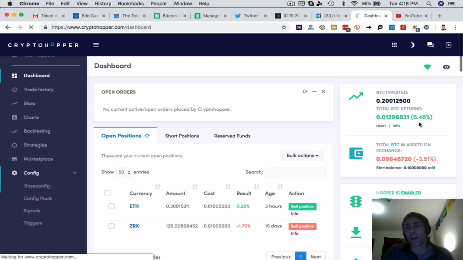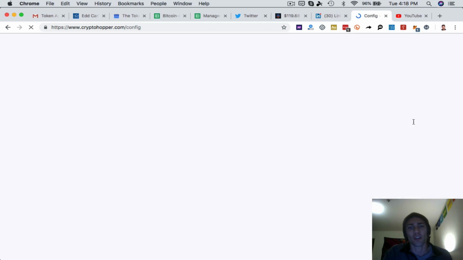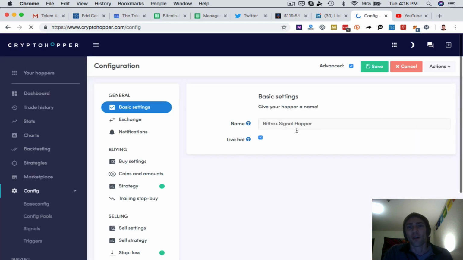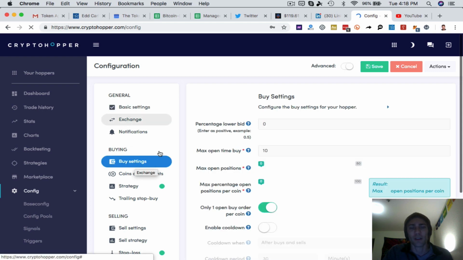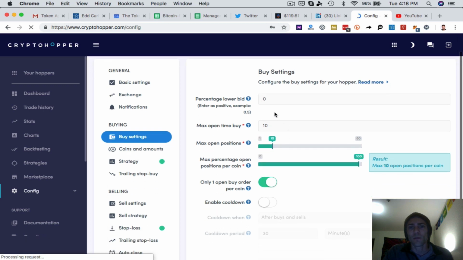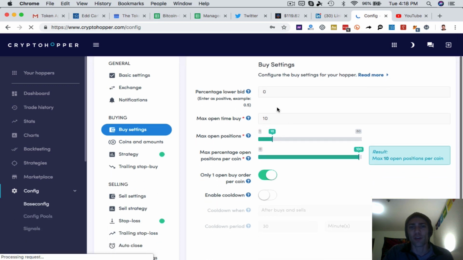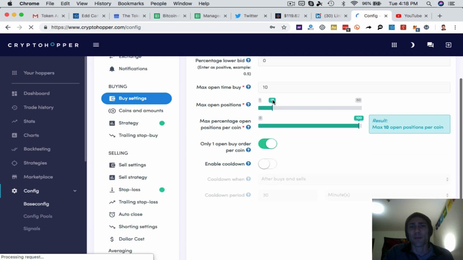So I've got a base configuration. I put 0.1 BTC into the hopper, and then I've been playing around with some different settings, and I'll show you what we've been doing so far. I'm doing this on Bittrex, and I've got the buy settings here: 0% lower bid, max open time for the buy 10, 10 max open positions at basically 0.01 BTC for each position.